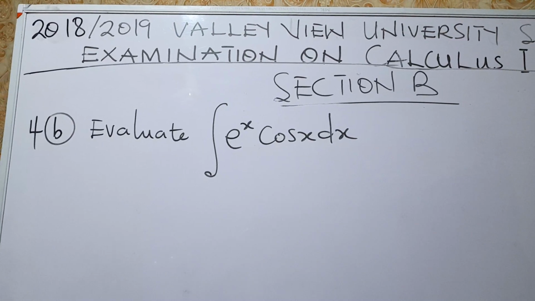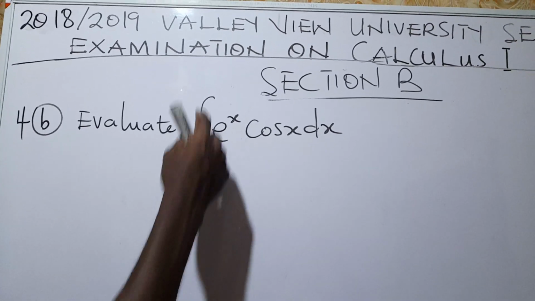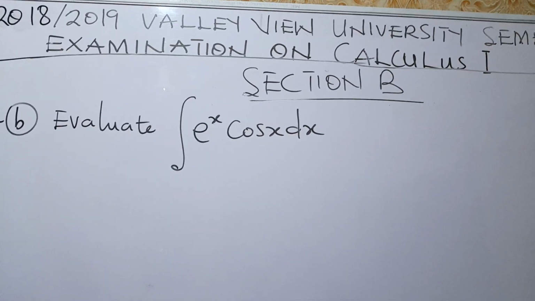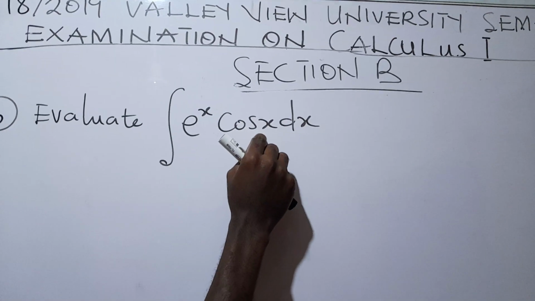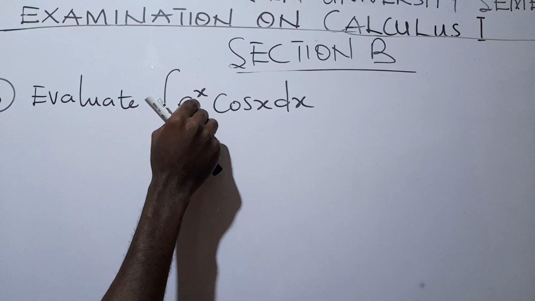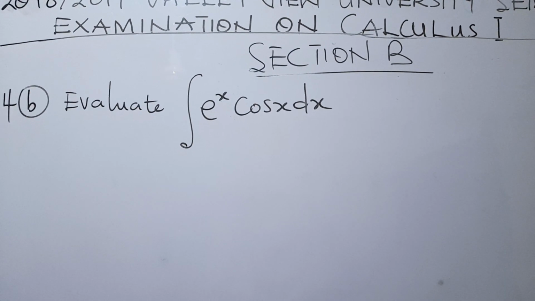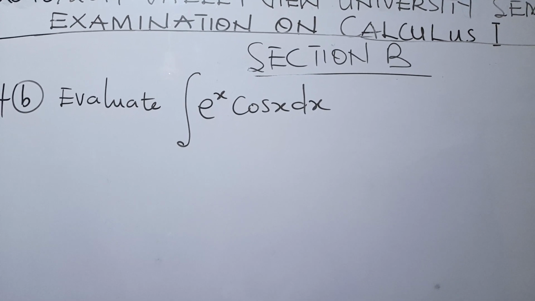So the B aspect of the question 4, which is also worth 7 marks, says that we should evaluate the integral of e exponent x cos x dx. Now, look at it. When you differentiate cos x, you won't get e exponent x. And when you differentiate e exponent x, you won't get cos x. So you can't use integration by substitution. So you need to use integration by parts.